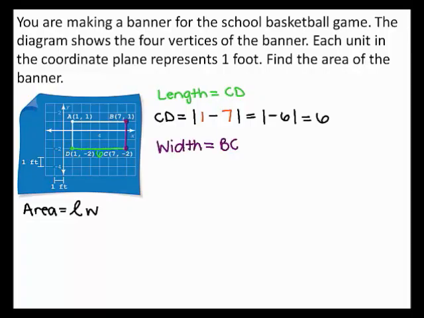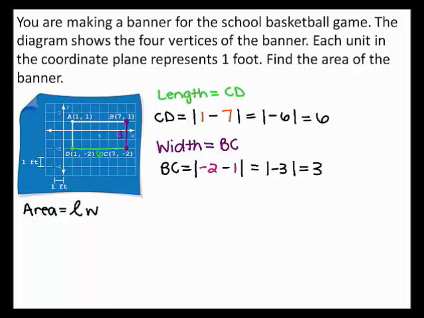Next, the width of this rectangle is equal to the length of segment BC. To find the length of this segment, you can use the ruler postulate. Because segment BC is a vertical segment, its length is equal to the absolute value of the difference of the y-coordinates of the endpoints. Let y1 equal 1 and y2 equal -2. So, the length of segment BC is equal to the absolute value of -2 minus 1. When you simplify, -2 minus 1 gives you -3, and the absolute value of -3 is 3. So, the width of this rectangle is 3 feet.